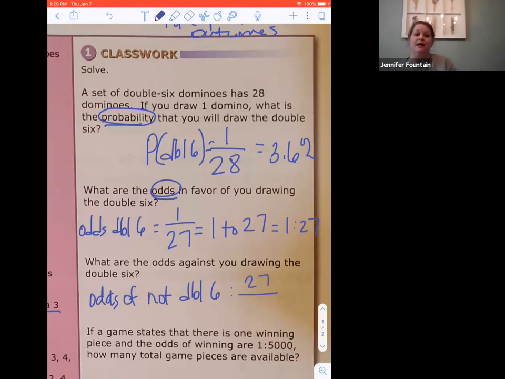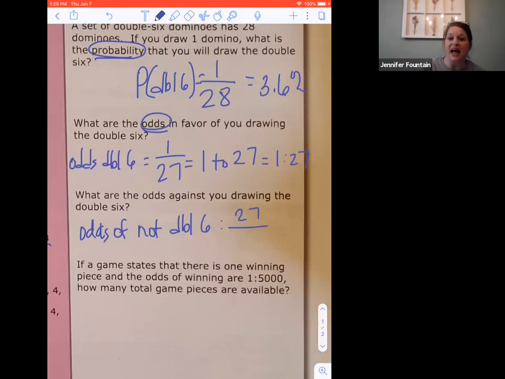But now I've got to look at my denominator. So again, if 27 is my chance of it happening, I've got to subtract that from my total, and 28 minus 27 is 1. So I could write that as 27 over 1, or 27 to 1, or I could write it as 27 with a colon then a 1. Okay, so I have a 27 to 1 chance of getting something that is not a double six, but I only have a 1 to 27 chance of getting the double six.